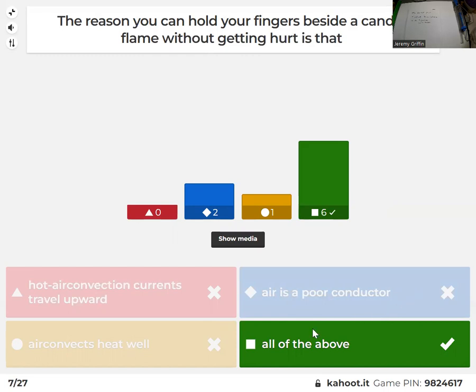How about convection though? Now there would be convection currents, but you guys know that hot air wants to rise, right? Because hot air is less dense than surrounding air. So there you go. And those convection currents go up. So don't hold your hand right over the flame. So that's not good. But beside the flame, yeah, might be all right.